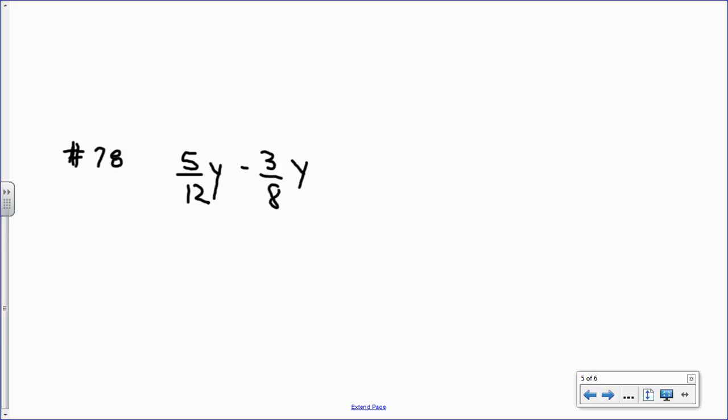So 5/12 y and negative 3/8 y are like terms. They both have y. So you can just subtract those. You can just combine them, and that's your answer. I will show you how to do it without the calculator. So if I'm going to subtract fractions, I have to have a least common denominator. So what's my least common denominator between 12 and 8?